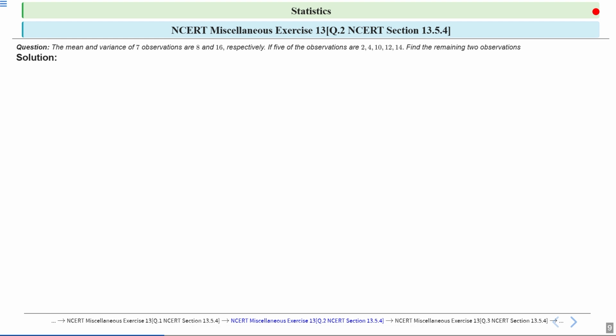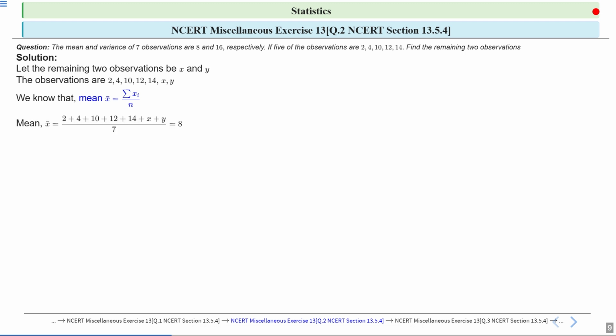So let's solve this question step by step. So first of all, let the remaining two observations be x and y. So our full list of observations is 2, 4, 10, 12, 14, x and y. So recall the formula for the mean. Mean, written as x bar, is equal to summation xi divided by n.